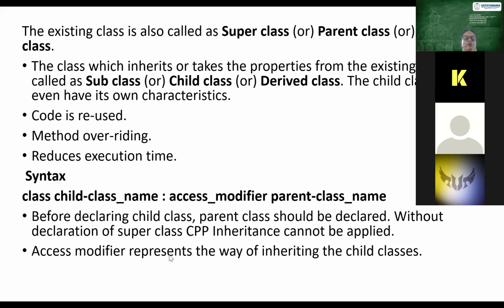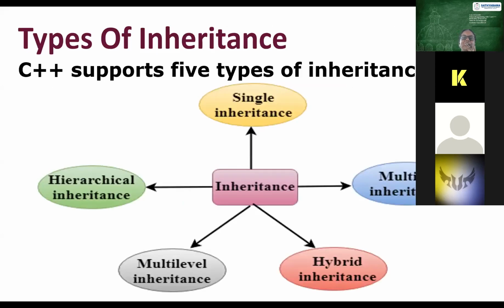One condition is that before declaring the child class, the parent class should be declared. Otherwise, I cannot apply the inheritance property. So before declaring the child class, I have to declare the parent class first. Without the parent class, I cannot apply the inheritance property. The class whose property is inherited is the base class. From that, when I am inheriting into other classes, they are called derived classes or child classes. Now, kindly take down the types of inheritance. We are going to see the 5 types of inheritance.